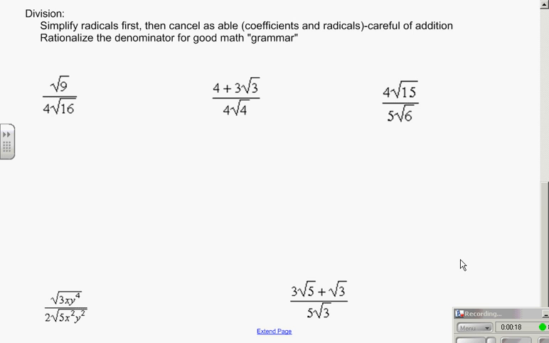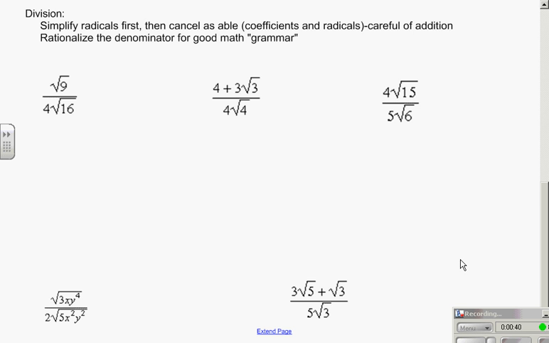We're always going to simplify the radicals first, take out any perfect squares we already see, and cancel between radicals. Remember when you're canceling, A, it always has to be multiplication, and B, you cancel coefficients with coefficients and radicals with radicals. And just watch out for that addition, and I'll point that out as we go along.